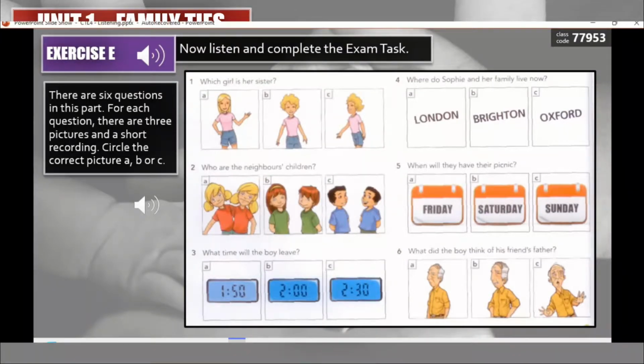6. What did the boy think of his friend's father? I'm a bit scared of your father. He looks very serious. Oh, don't worry. That's just because you haven't met him before. So he's not always like that? Not at all. He's actually very friendly and relaxed.